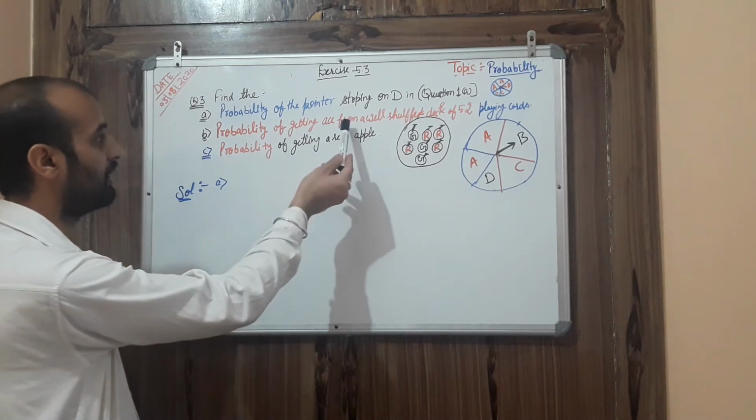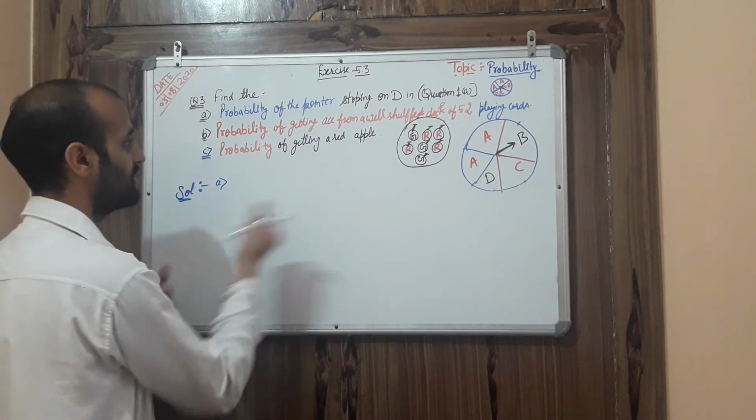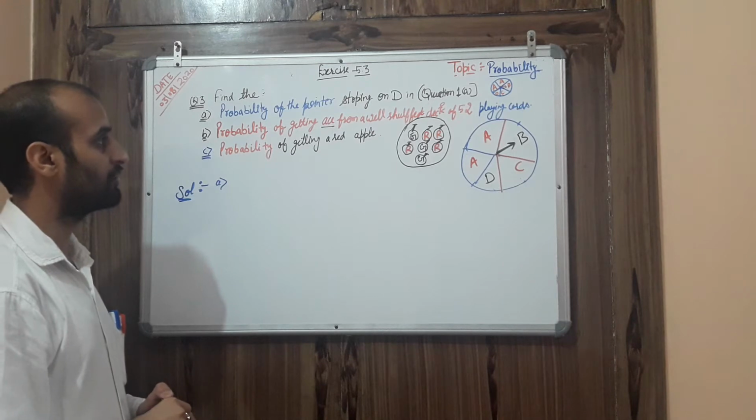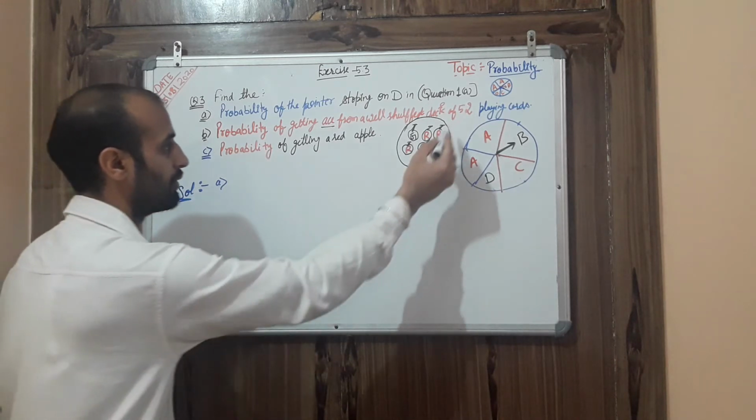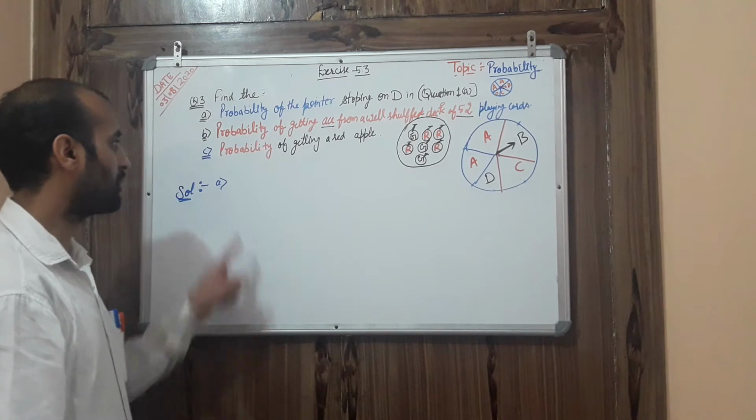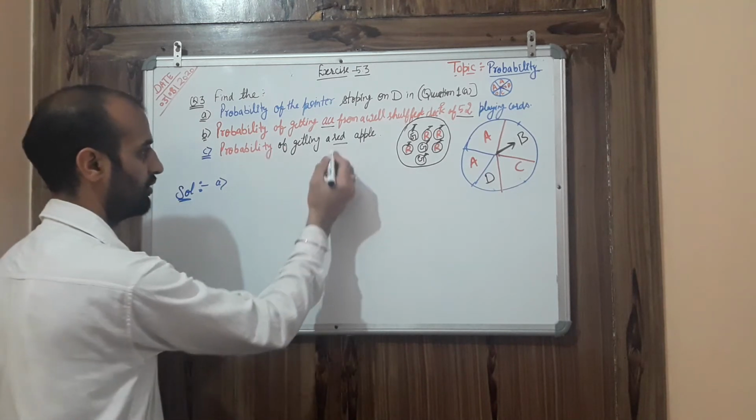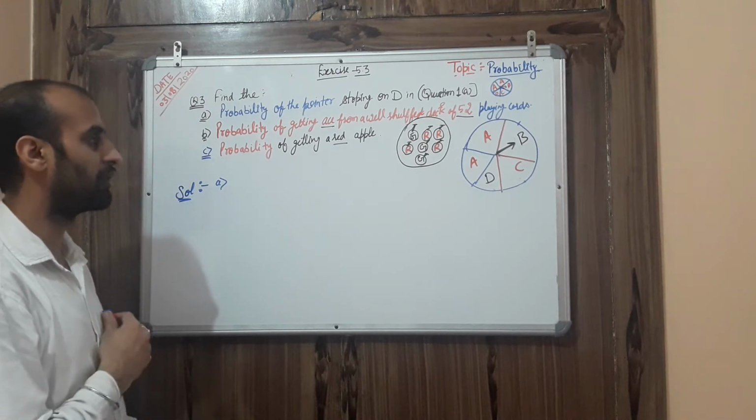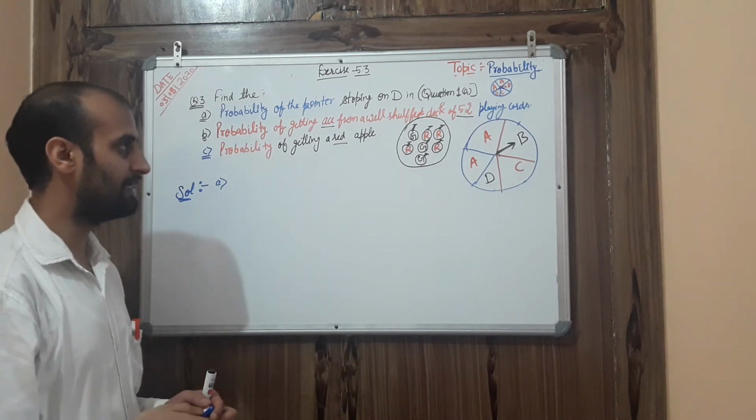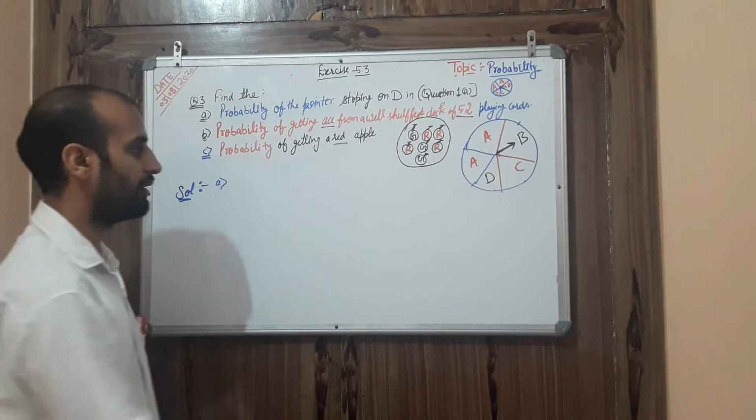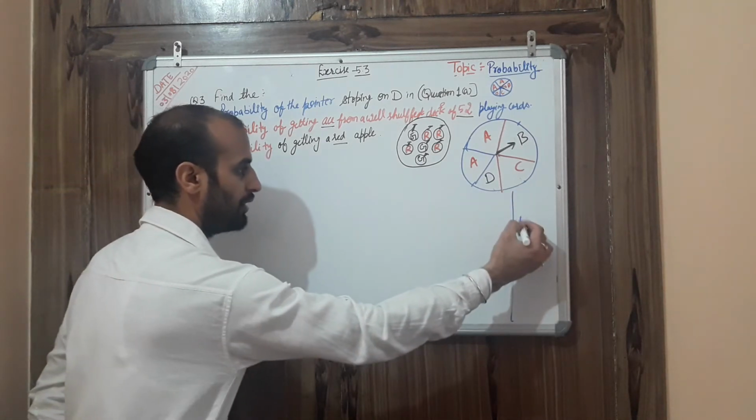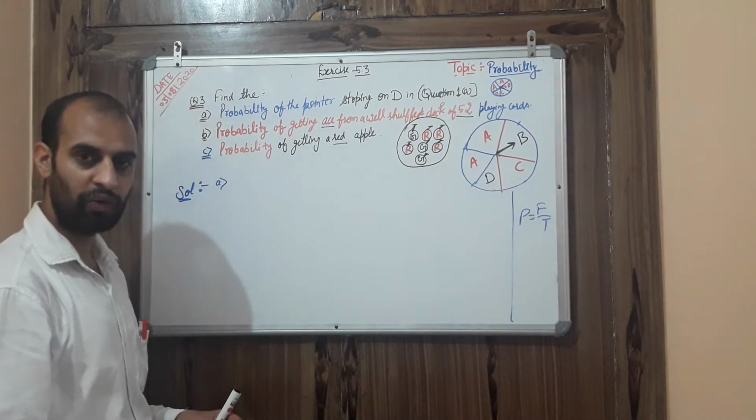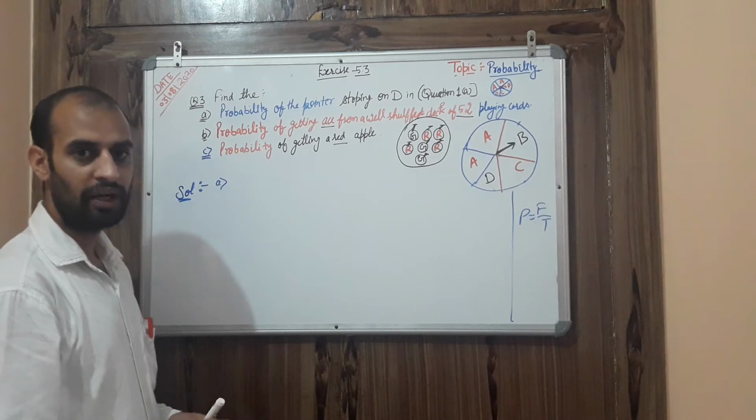Second, probability of getting an ace. Ace is one card out of playing cards. In a well shuffled pack, total cards are 52. And next, probability of getting a red apple. From here you can see by counting how many red there are. In general, probability is favorable cases upon total cases, that means what is required upon total number of outcomes.